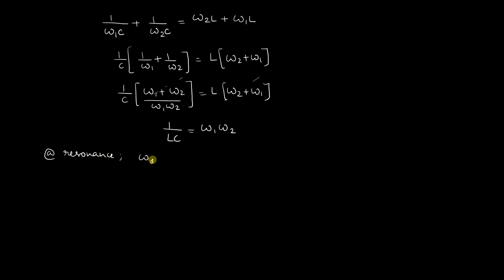Now if you can recall the expression for omega naught, that is the resonant frequency, at resonance we had omega naught equal to 1 by square root of LC. Therefore 1 by LC is equal to omega naught square. So substitute this here. So I can write omega naught square equal to omega 1 into omega 2, or omega naught is equal to square root of omega 1 into omega 2. So if you see, this expression is the angular frequency equal to the geometric mean of the angular half power frequencies.